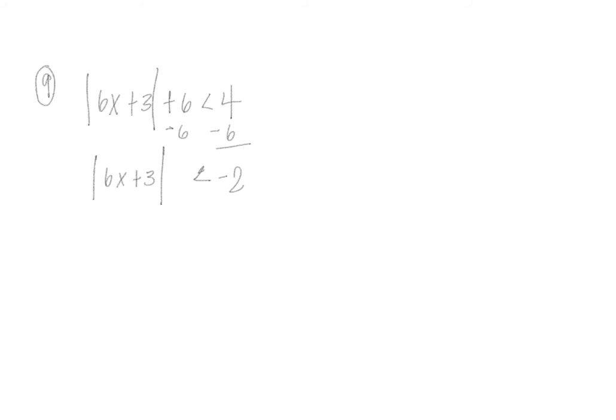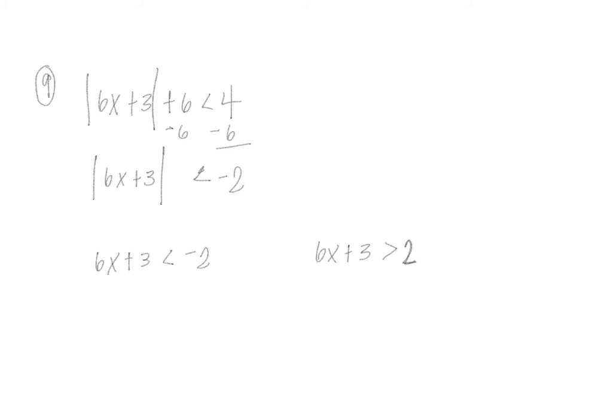So at this point, to get rid of the absolute value, I copy the 6x plus 3, I copy the less than, and I copy the negative 2, and I must create another inequality. The second inequality will be 6x plus 3, but for this one you must flip the symbol and change the sign of the number on the end, so it'll be a positive 2. And now this is a compound inequality.